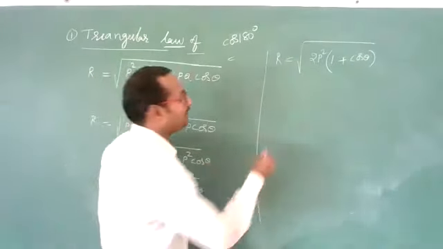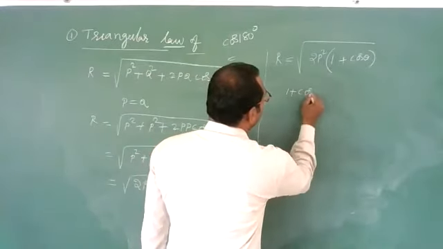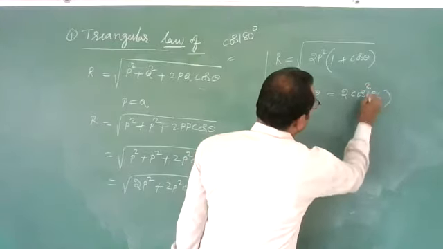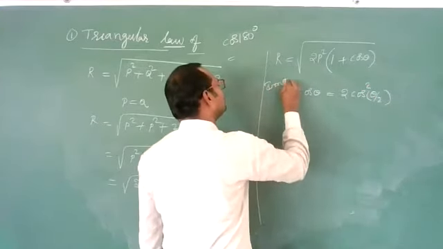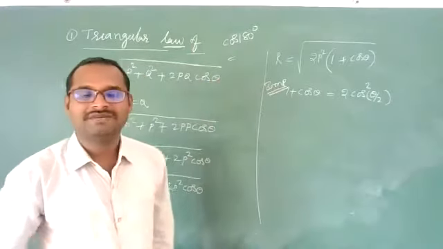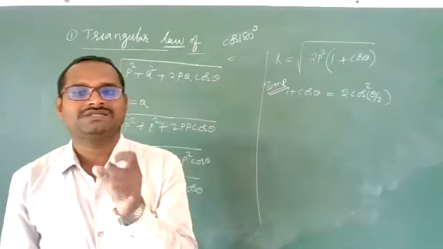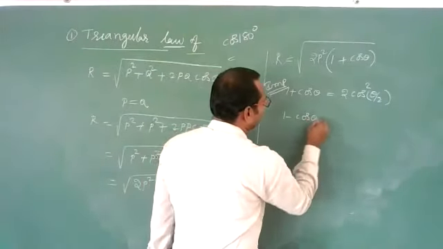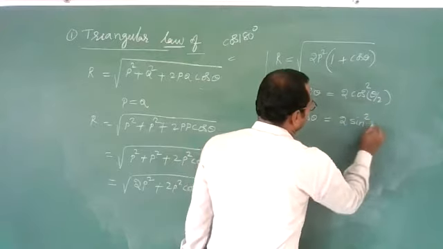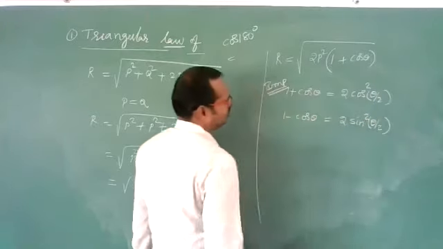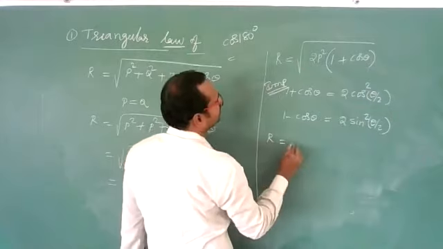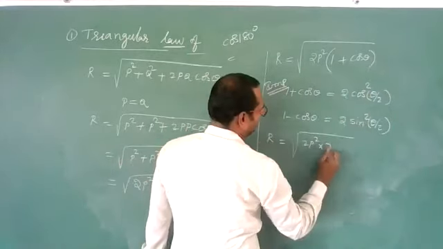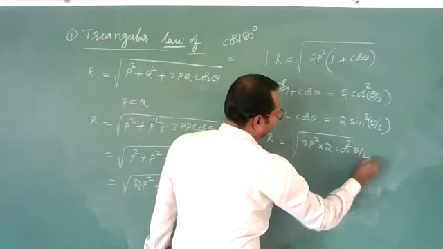Students, one important formula, 1 plus cos theta can be written as 2 cos square theta by 2. Very important formula. You must remember this. 1 plus cos theta value how much? 2 cos square theta by 2. And 1 minus cos theta is there, means you can write 2 sin square theta by 2. Remember these two. So substitute here, you will get r is equal to under root of 2p square into 1 plus cos theta, 2 cos square theta by 2.